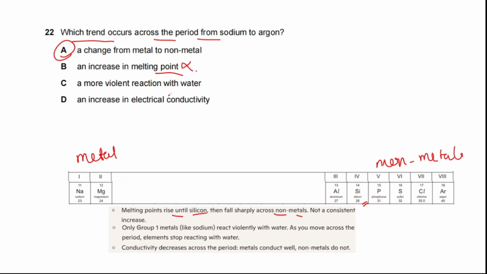Option C, a more violent reaction with water. Only group 1 elements will be reacting vigorously with the water. So as you move across, the reaction with water will decrease. So option C is also wrong. Then option D, an increase in electrical conductivity. As you know, metals are more conducting, so it's not increasing at all as you go towards the non-metals.